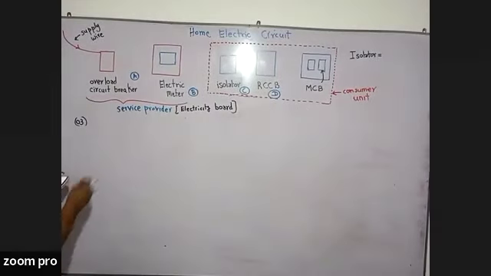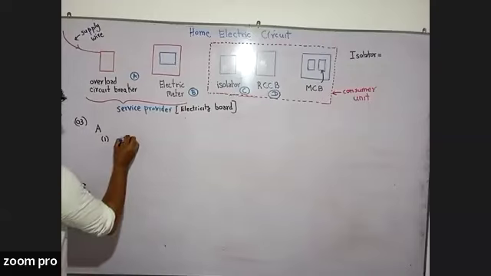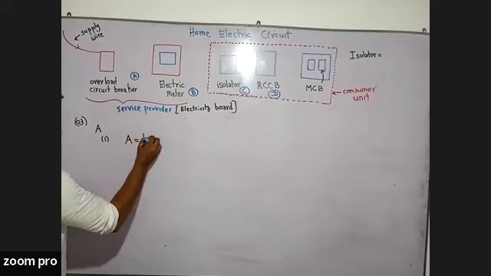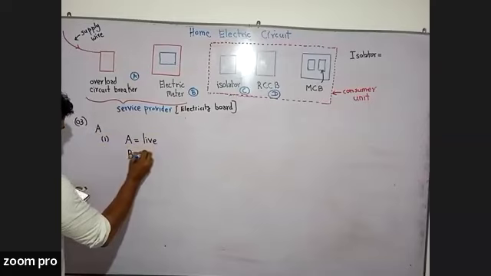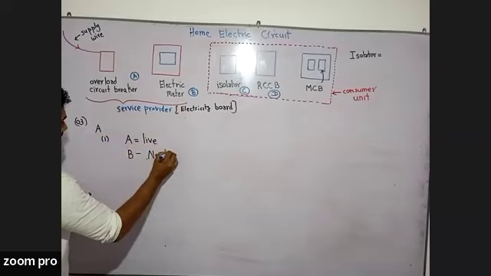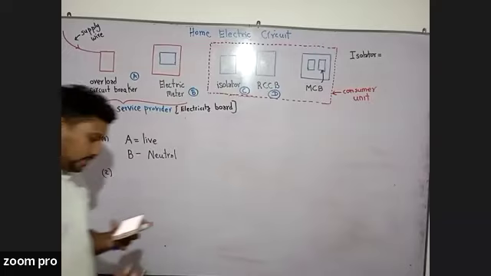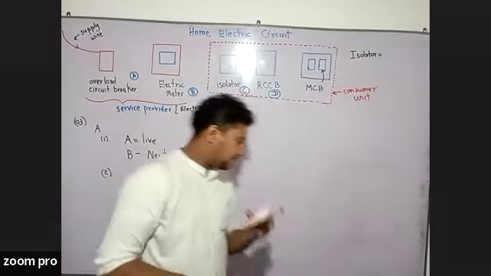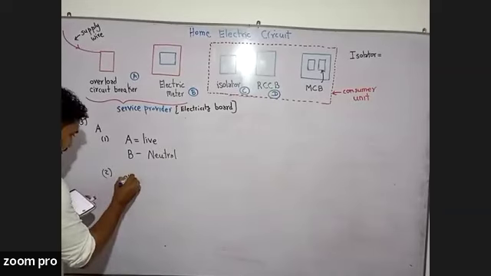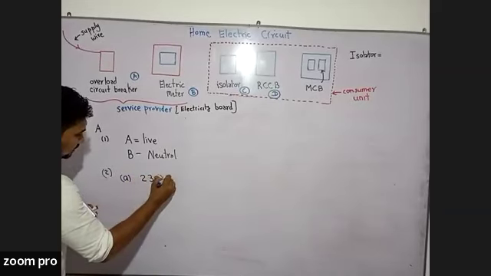Right. So in this diagram, in the first part, wire A is obviously the live wire, and B is the neutral wire. Right? A is the live wire and B is the neutral wire. Then in the second part, what is the potential difference of the domestic supply? It should be 230 volts, right?